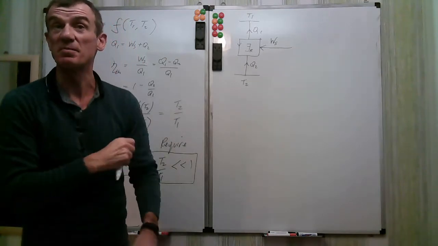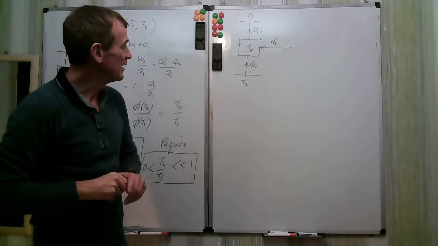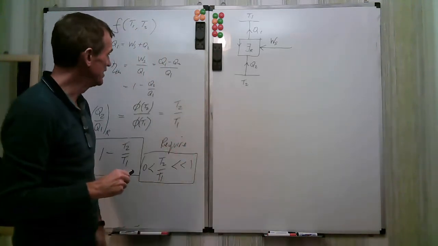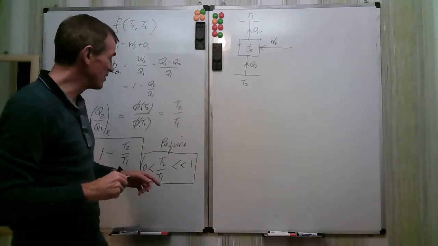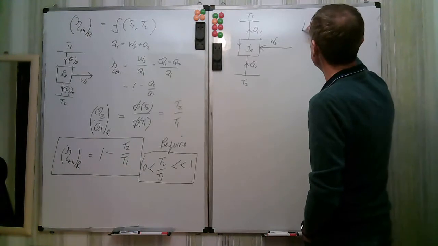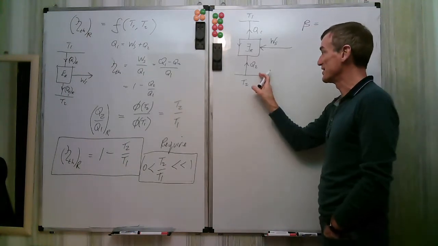So what is the coefficient of performance for this thing? It's a reversible heat pump or reversible refrigerator. So we want a similar formula, don't we? So what do we know? Let's have a look at the refrigerator first. Beta. What we want out of a refrigerator is Q2.